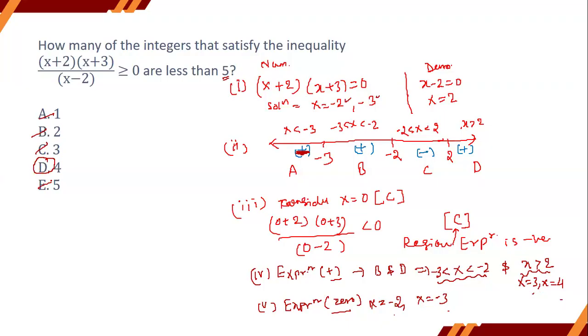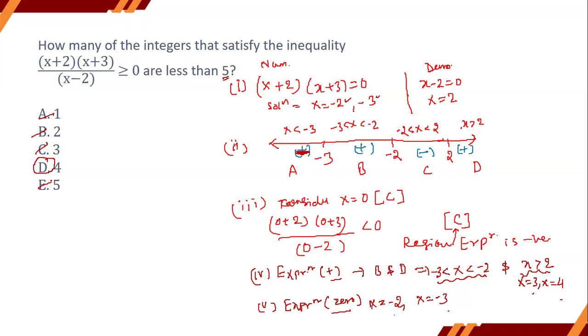All right, so I hope this is clear. The important takeaway from this question is that you should know how to solve a quadratic inequality, right? This has a quadratic inequality, but it is also a rational expression, so that is the reason we considered the numerator and denominator separately to figure out the solution, right?